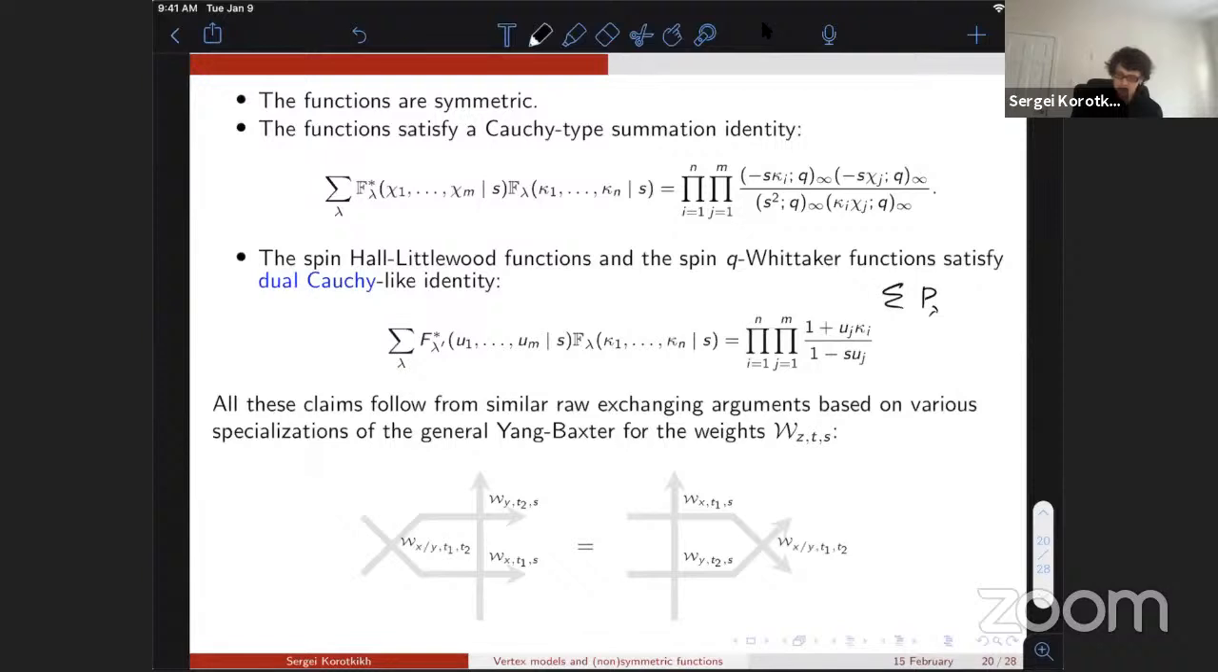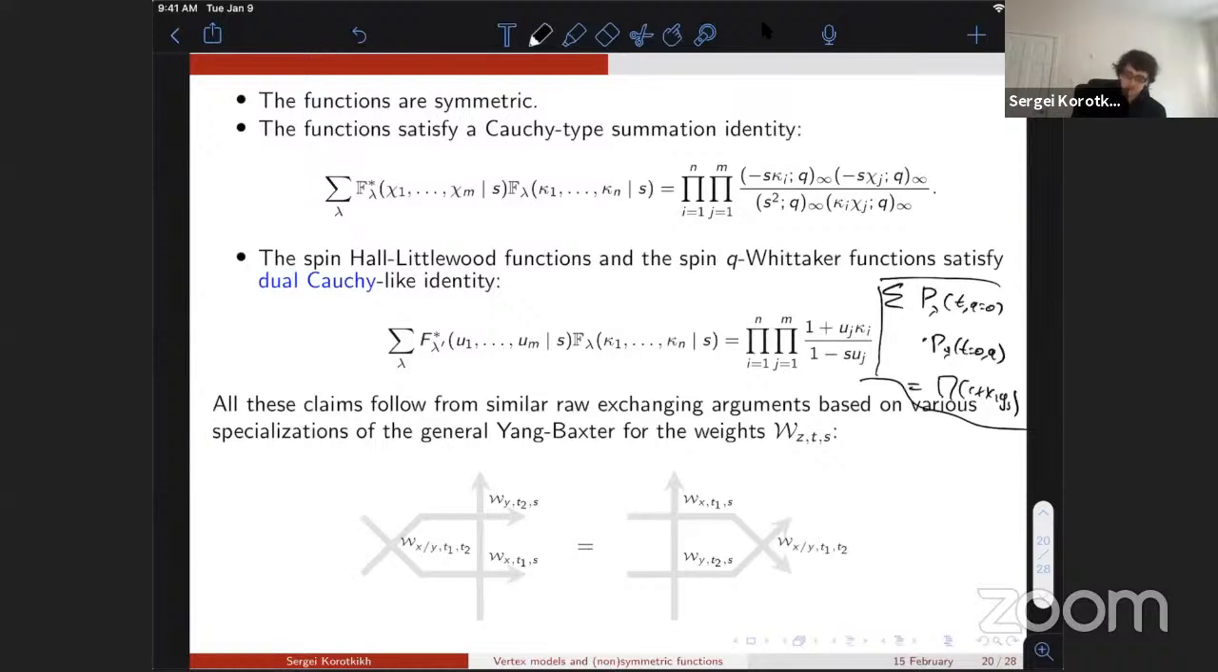identity, which in the original theory of symmetric functions is a very similar identity that connects Hall-Littlewood functions and q-Whittaker functions. So here we have t and q equal to one times the same function, but t is equal to one and q arbitrary, and the partition is conjugated, and it will be some product of x, y, i, j. This is the usual dual Cauchy identity from Macdonald theory.